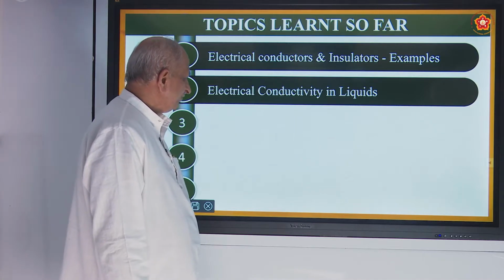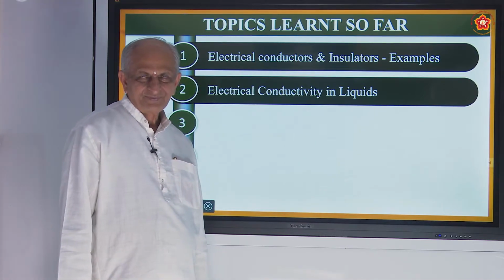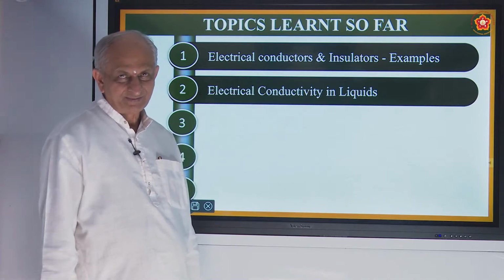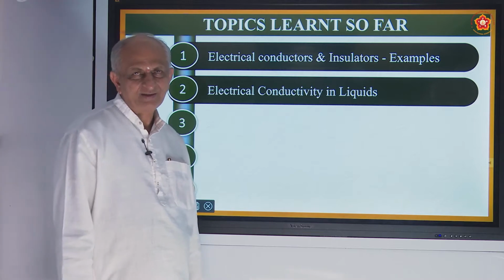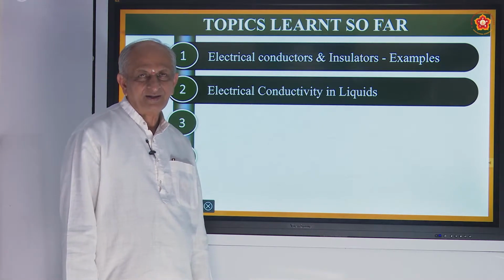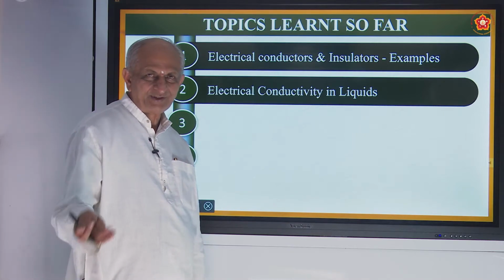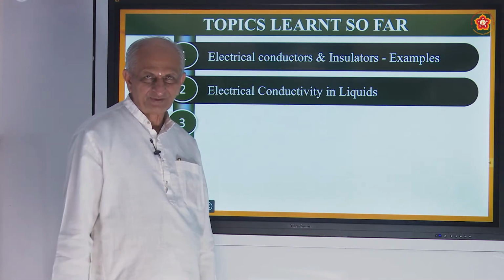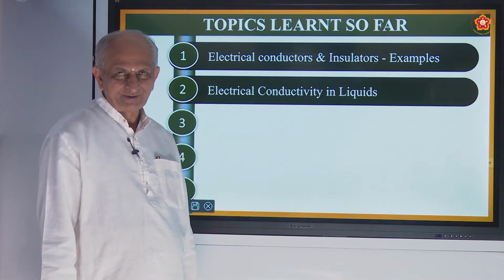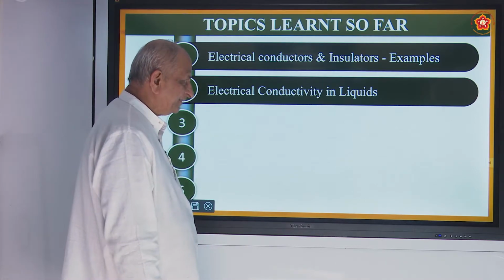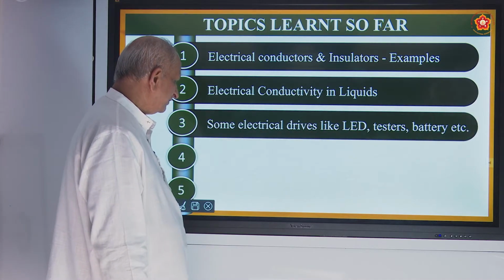And also we have seen that there will be some liquids which conduct electricity. For example, of course, water also a very poor conductor, and lemon juice, for example, it conducts electricity. Some vegetable solutions, they conduct electricity. Copper sulfate solution, all acids, bases, salt solutions, they conduct electricity.